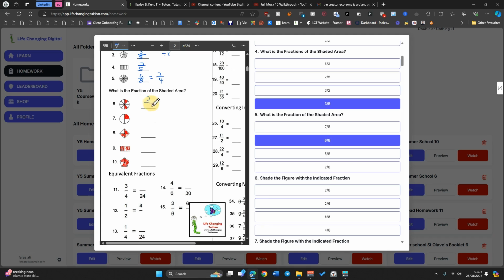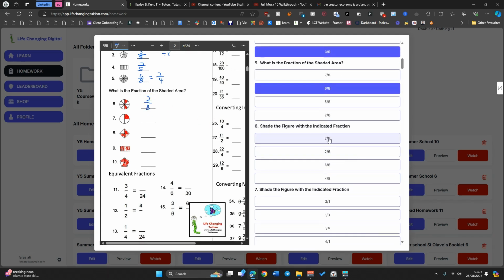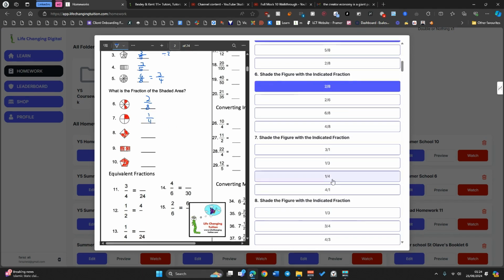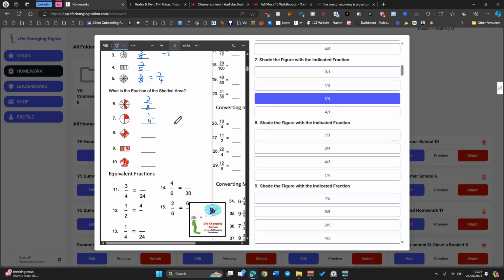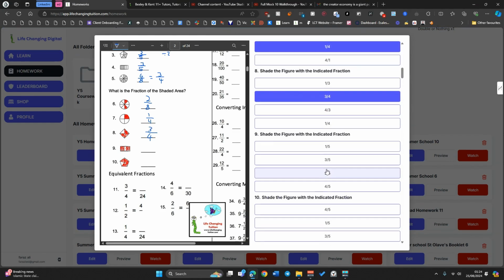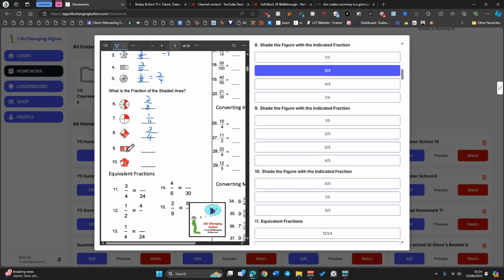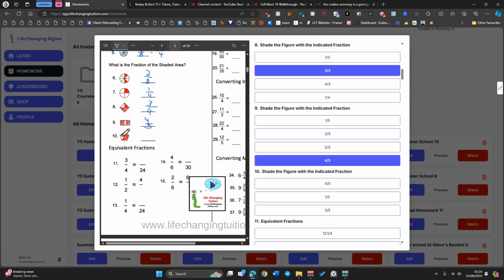So it's 2 over 8. Let's look at what options we've been given here. 2 over 8 is right there. This is 1 over 4 because there's 1 shaded out of the 4. This one is 3 over 4. There we go, 3 over 4 is there. Question 9, there is 4 shaded out of the 5. And question 10, there is 1, 2, 3, 4 shaded out of the 5 again.